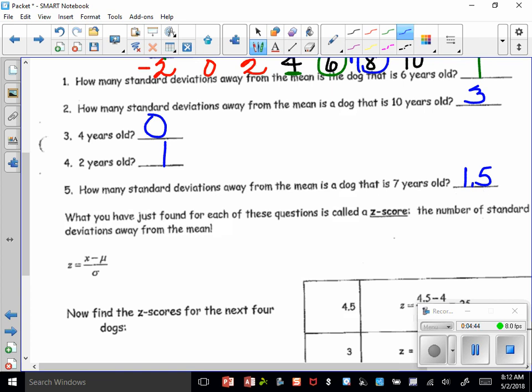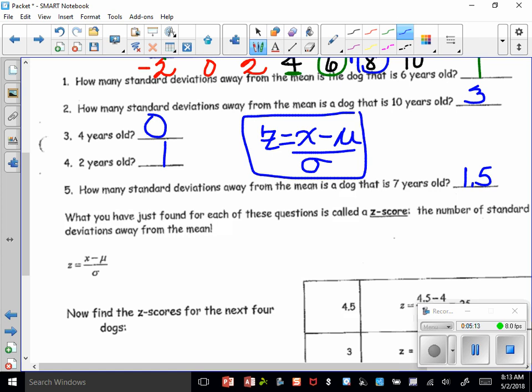Now I'm going to show you how you can get that by using the Z-score. Here's the Z-score formula. Everybody write it down. Z equals X minus the mean, divided by sigma. Because we're going to have some numbers in a few minutes that we're actually going to have to use this. 7 was easy to see that it's between 1 and 2, so we said 1.5. But this will give you the 1.5.